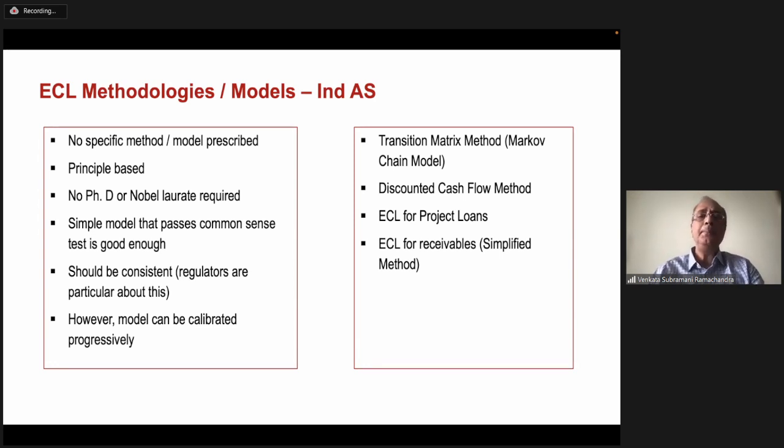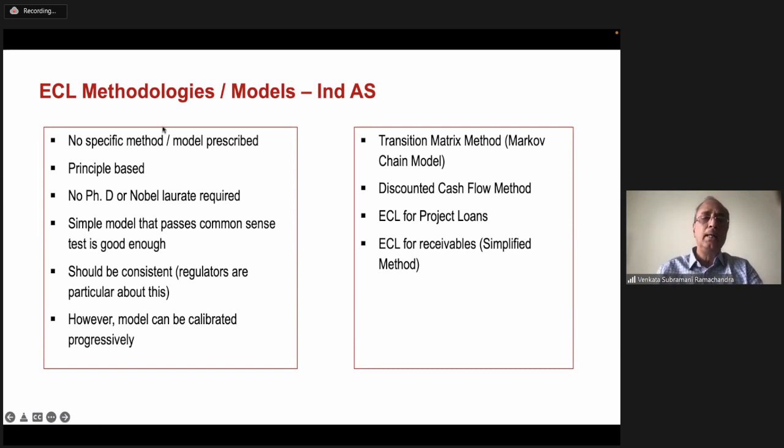Okay. There are multiple methods, multiple methodologies, multiple models available. Some of these are the transition matrix model, which is also known as the Markov chain model, and the discounted cash flow method. Then you have a specific model based on the transition matrix for project loans. And for receivables, it's a completely different model. It has got nothing to do with the model you use for a loan portfolio, because for receivables, you have to apply what is called a simplified model.